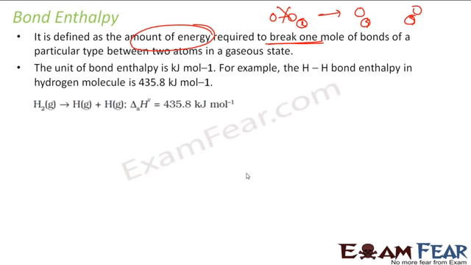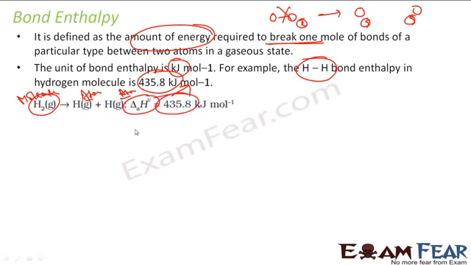The unit of bond enthalpy is energy, kilojoule per mole. For example, the H-H bond enthalpy is 435.8 kilojoule per mole. This is the experimental value. That means if I have hydrogen gas, a molecule, and I want to convert this into 2 atoms, put apart at infinite distance, 435.8 kilojoule of energy will be required to break 1 mole of hydrogen molecules into atoms.